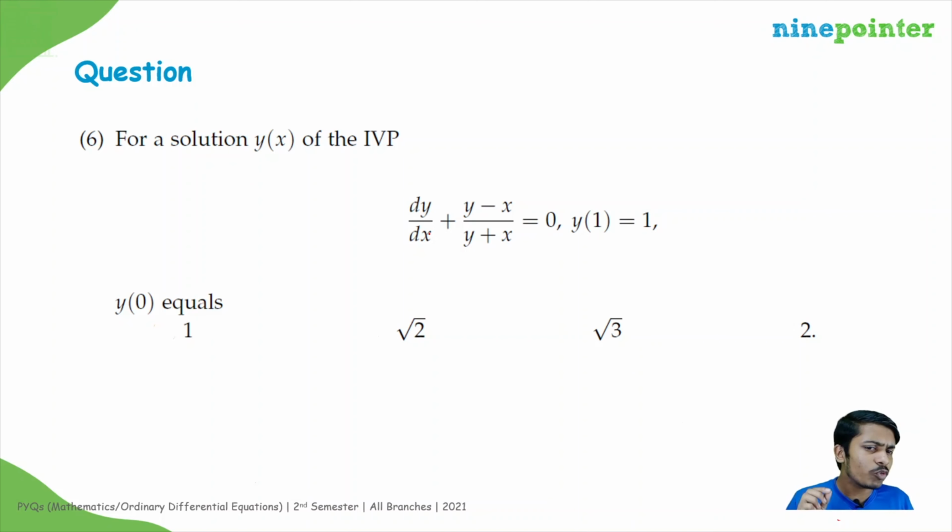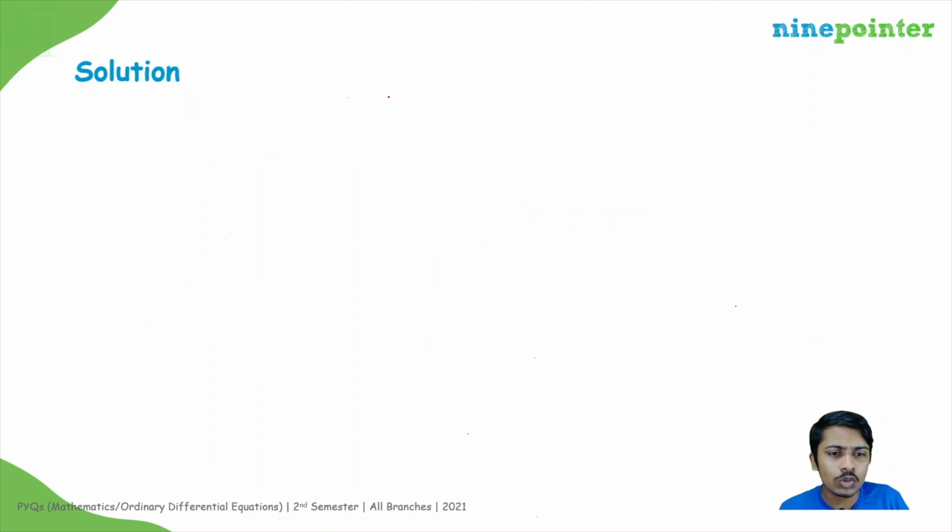Okay, for a solution y of x of the IVP dy by dx plus (y minus x) divided by (y plus x) equal to 0 and y of 1 equal to 1, what is y of 0? So we have to solve this differential equation, find what the function y is, then evaluate that function at the point 0. Okay, so let me just try to solve this differential equation.